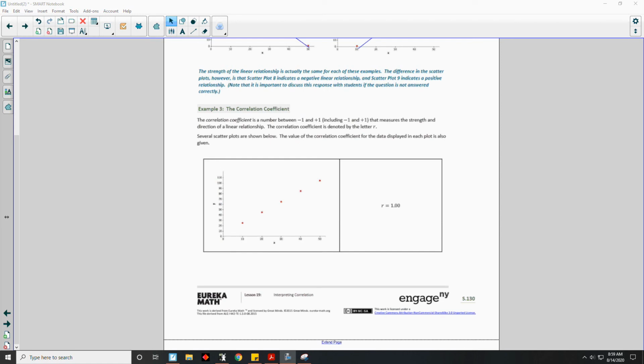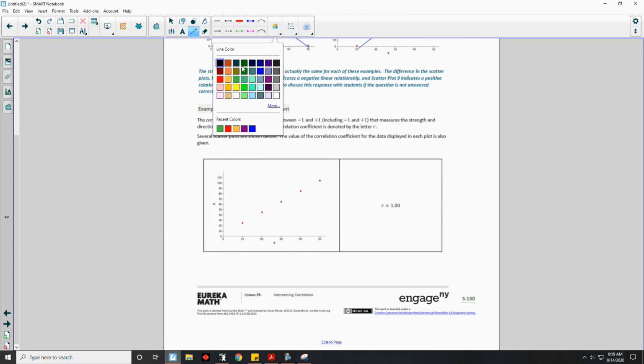Example 3. The correlation coefficient. There is a new vocabulary word. Let me underline that. The correlation coefficient. Not a very good color. Let's try that again. The correlation coefficient is a number between -1 and +1, including -1 and +1, that measures the strength and direction of a linear relationship. The correlation coefficient is denoted by the letter R.